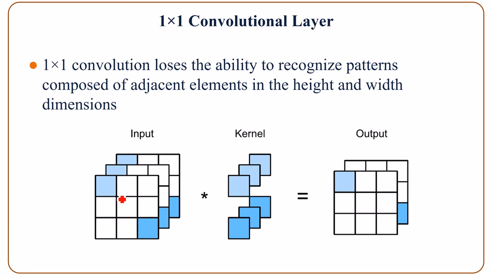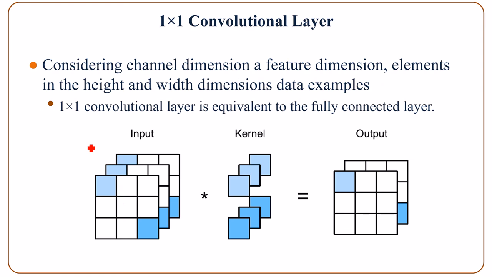But what is its benefit? Actually, using one-by-one convolution, we would lose the ability to recognize patterns composed of adjacent elements. In this example, we have three channels in the input image, and also three channels in the kernel, and we have two kernels like that. Now take the convolution between the kernel and the input image on all three channels.